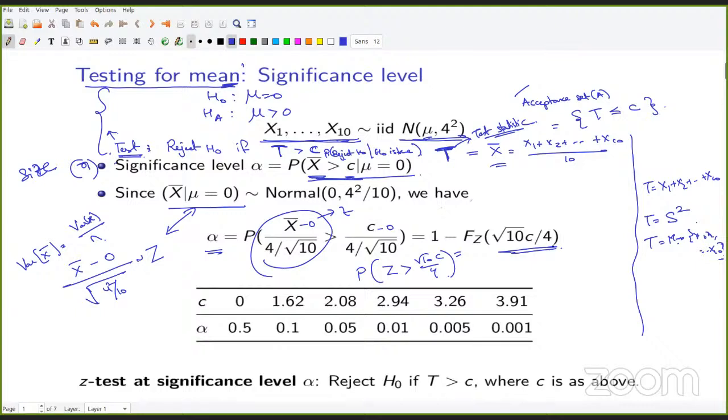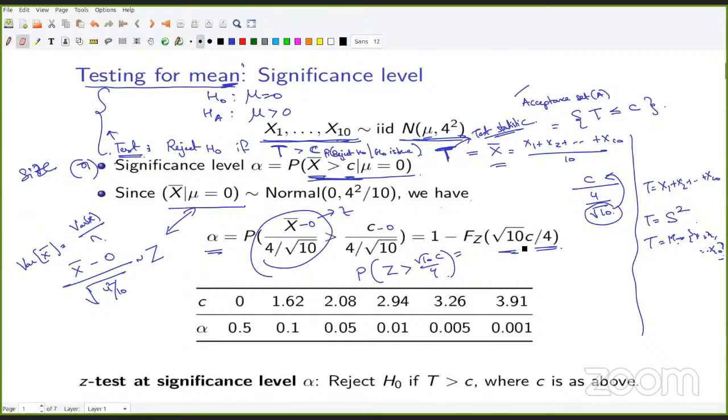But how does the root 10 come? I didn't understand that. This is c by 4 by root 10, so the root 10 goes to the numerator. Sorry, it is root 10 c divided by 4. So 1 minus F_Z of square root 10 c by 4. This square root is only for 10, not for c.